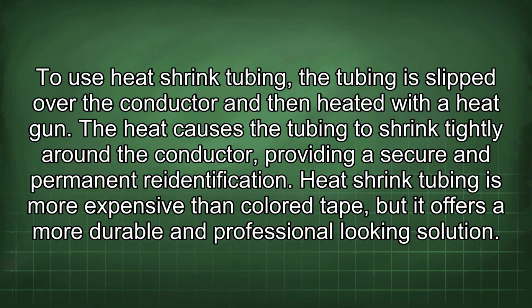To use heat shrink tubing, the tubing is slipped over the conductor and then heated with a heat gun. The heat causes the tubing to shrink tightly around the conductor, providing a secure and permanent re-identification. Heat shrink tubing is more expensive than colored tape, but it offers a more durable and professional-looking solution.